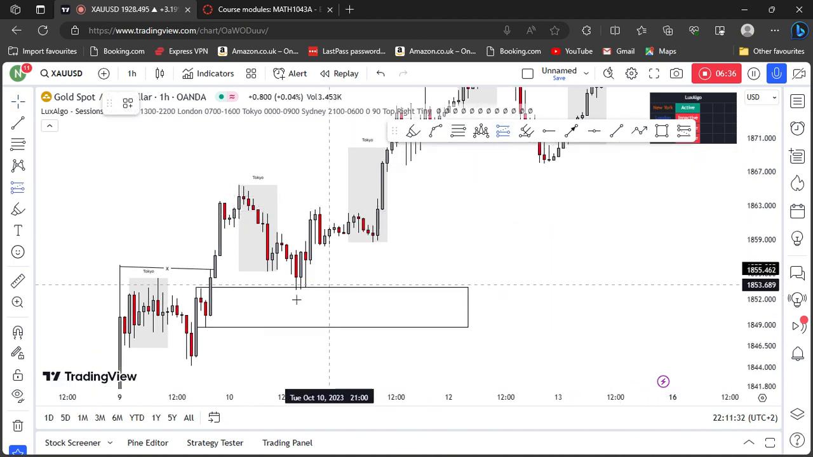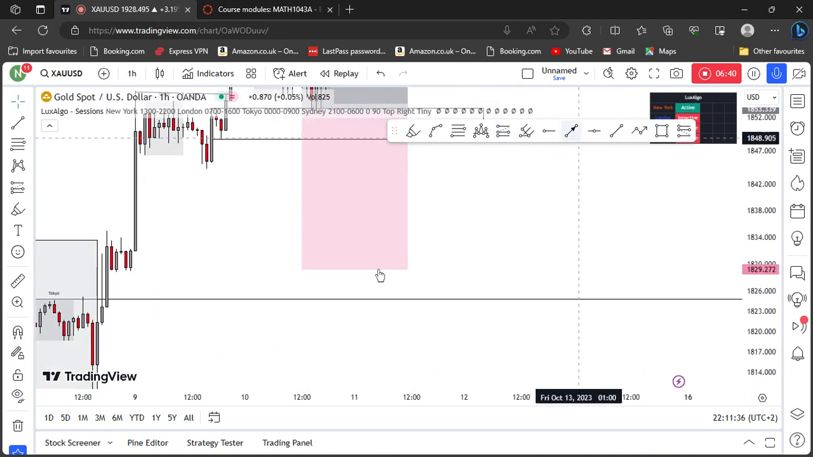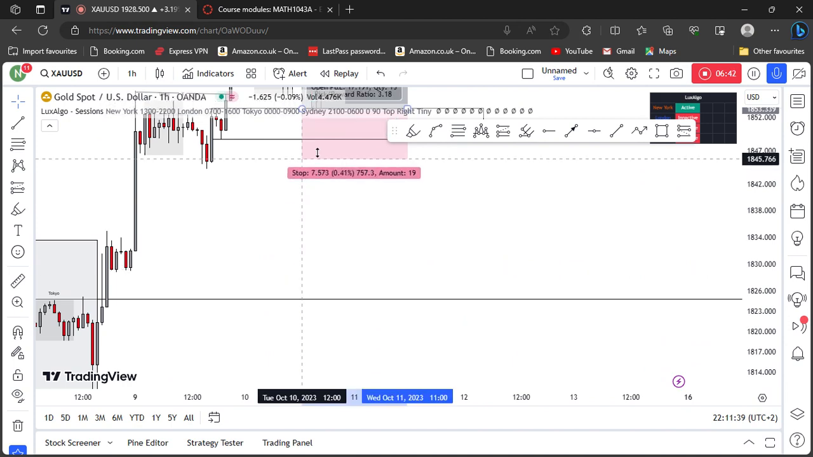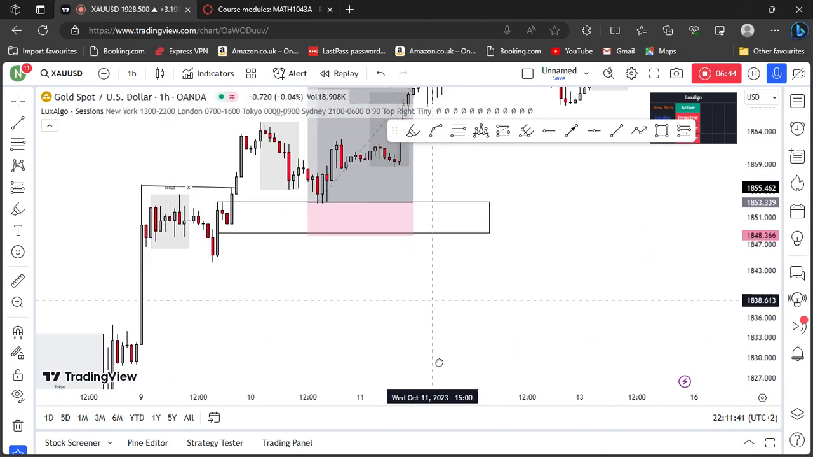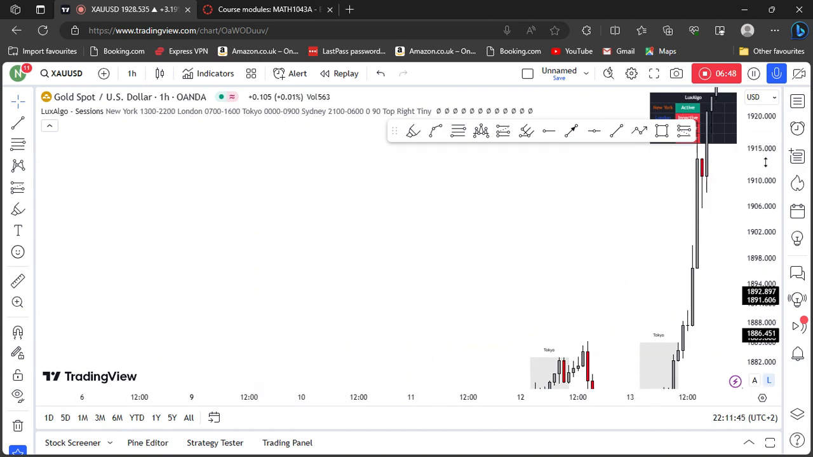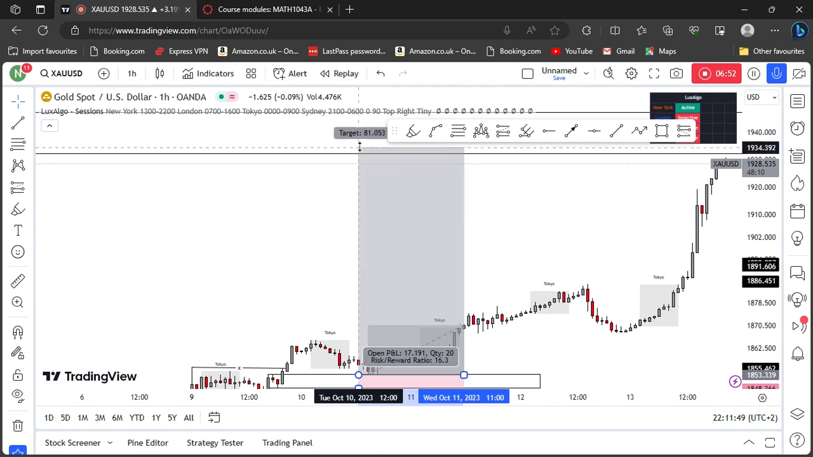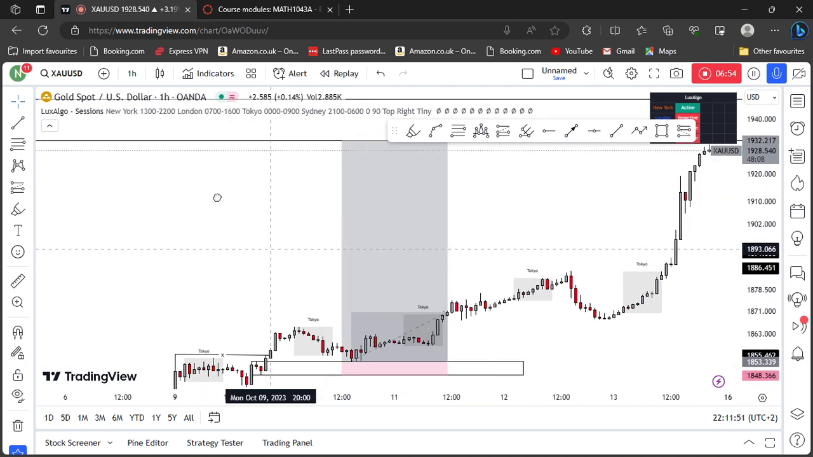I took my buy trade here. I put my stop loss just below my order block and my TP on the supply zone, right? I had to go and look for my supply zone. I went to my supply zone, then I put my TP there.